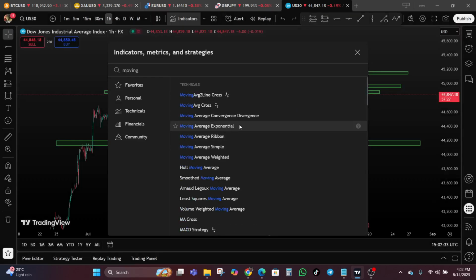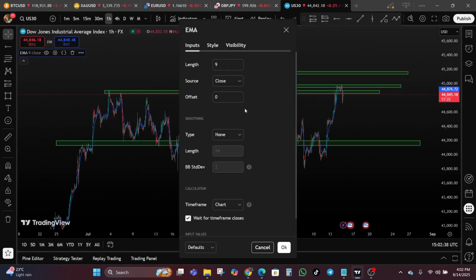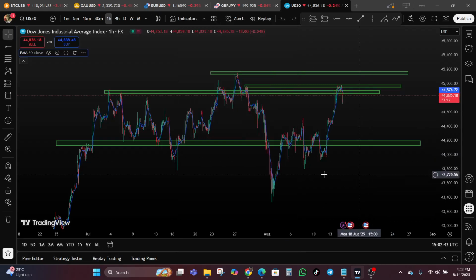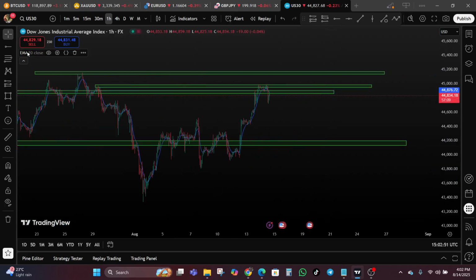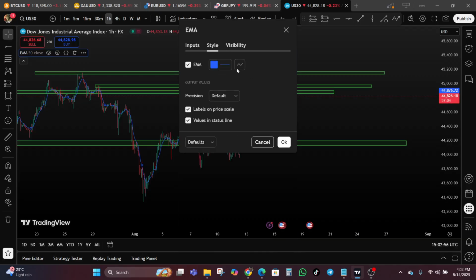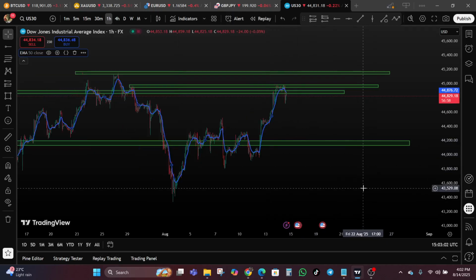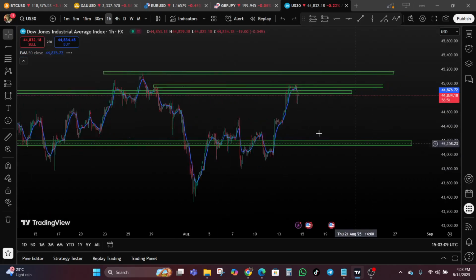You can decide to add a moving average for confirmation. Since this is a scalping strategy, you can just decide to use the 20 EMA or the 50 EMA. Since this is a scalping strategy, you don't necessarily need a long-term moving average. Let us use the 50 EMA. I'm just going to increase the thickness a bit. Okay, so this has not loaded.